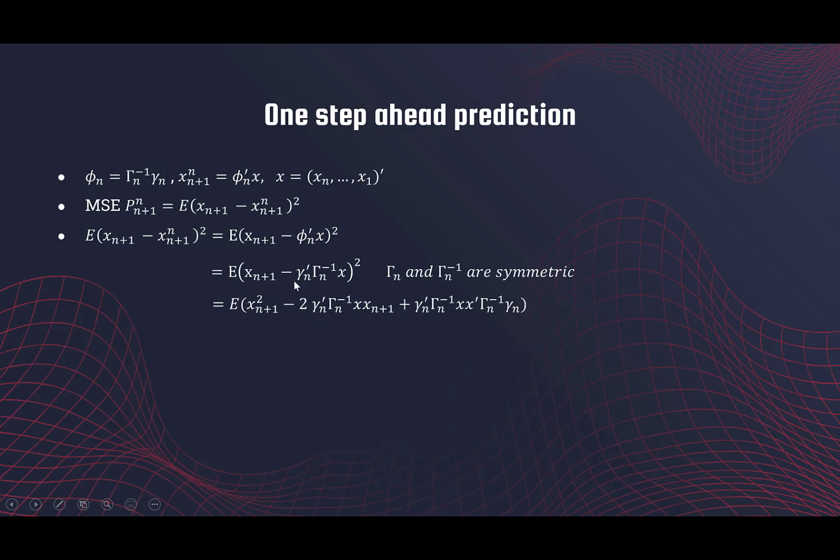And now you can take this expectation inside. So this will be expected value of xn plus 1. Remember now n plus 1 is a number, x is a vector, and then you'll take expectation here, and this x transpose is going to be a matrix, right? So the dimension of x is n by 1 and x transpose is 1 by n, so this is an n by n matrix, okay? So you should be careful when you write this out.